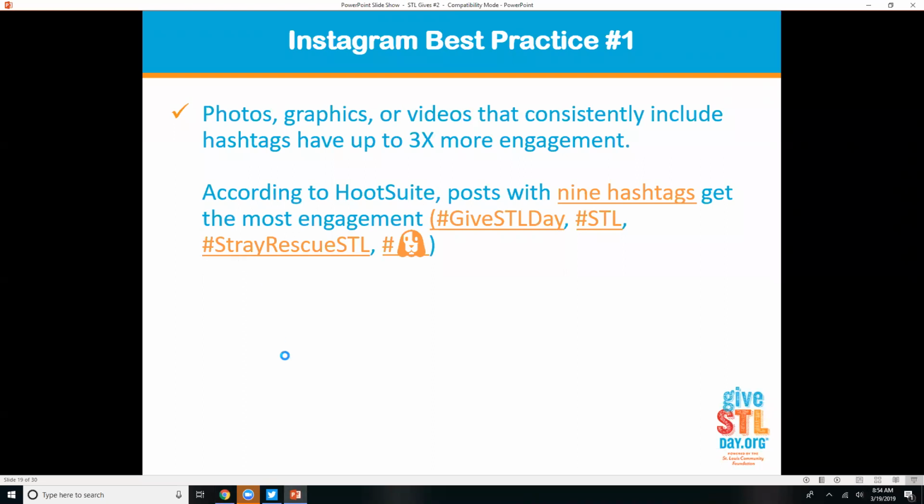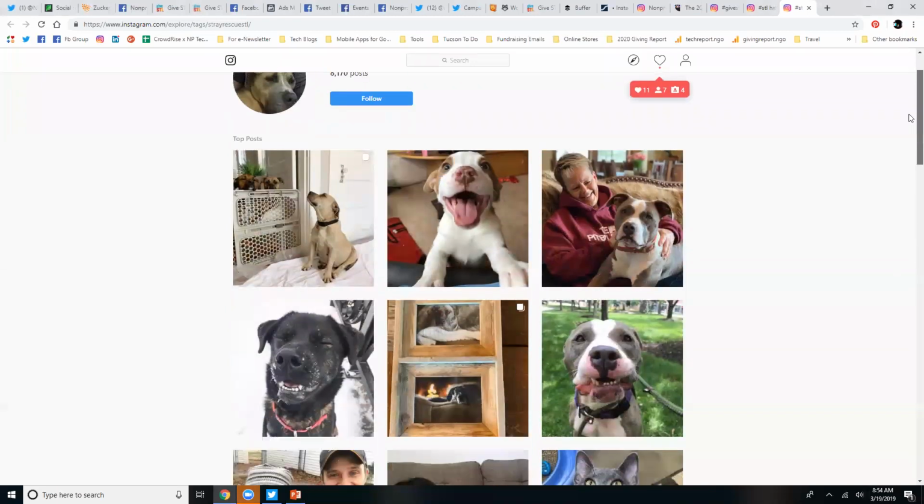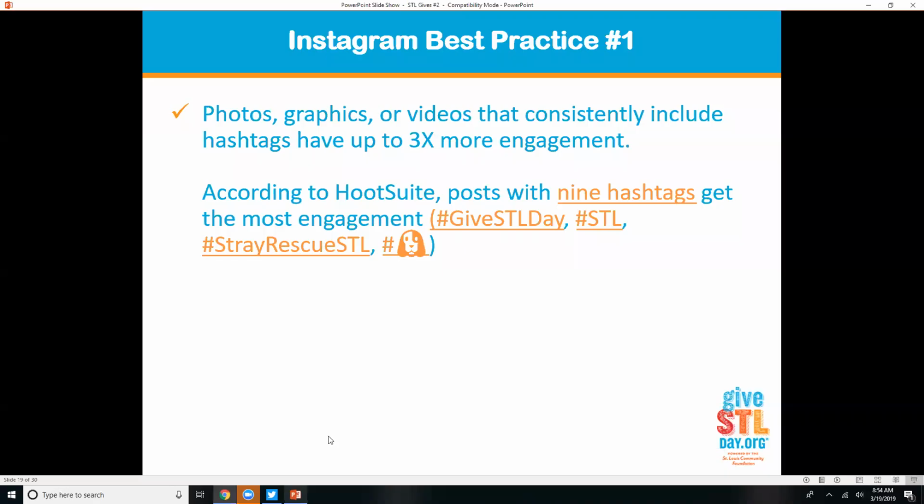Stray rescue. Think about creating your hashtag for your own nonprofit, right? So I remember I lived there, stray rescue. I still donate. I donated yesterday because they found this poor dog and it was so sad. And you just have to donate. You can follow them as well. Consider creating one for your own organization.